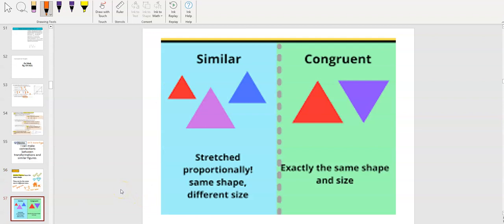The difference between similar shapes and congruent shapes is this. Similar shapes are stretched proportionally. They have the same shape, but different size. And congruent shapes have to be exactly the same. They're basically the same shape, but they are turned, flipped, rotated, slid. They are just identical. They just might not be facing the same orientation, okay? So here's the key: similar has different sizes, whereas congruent is the same in both.